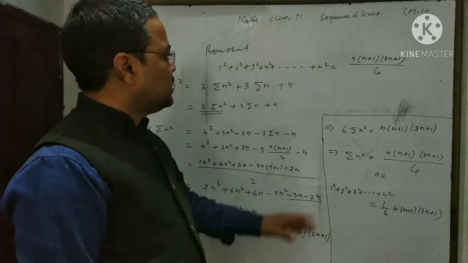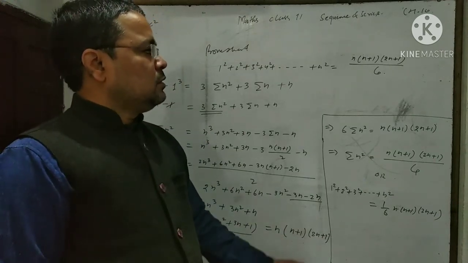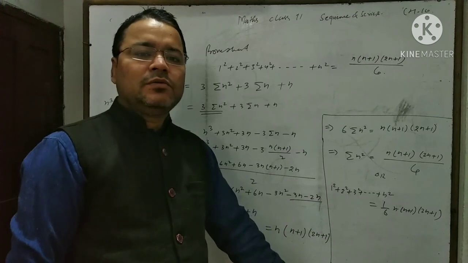Now, the next is the sum of the cubes of the first n natural numbers. We will see that after this.